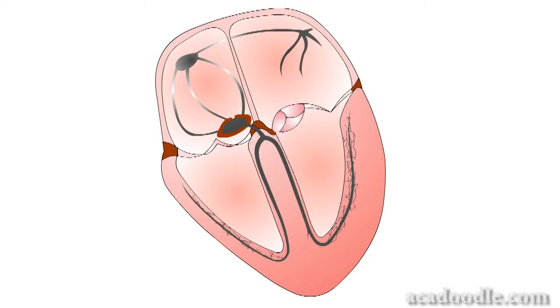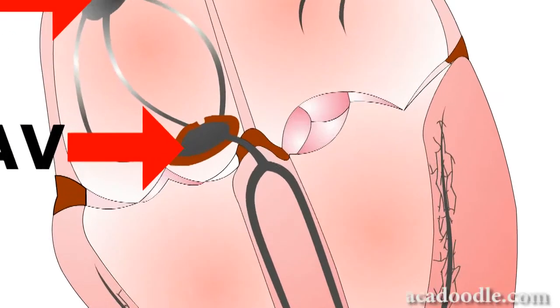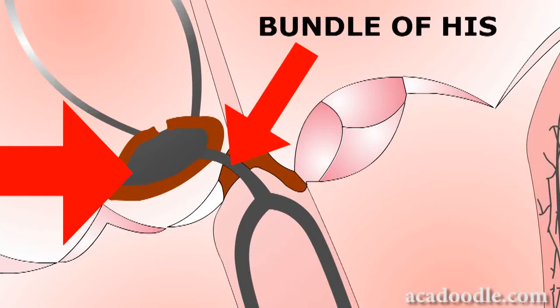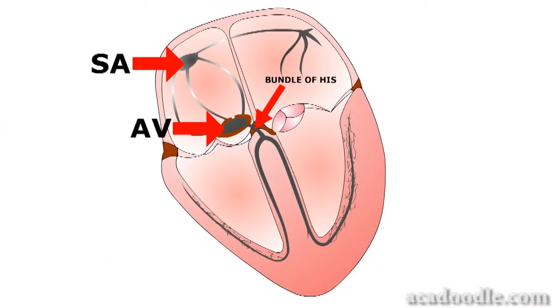You will remember from anatomy that the main components of the conducting system are the sinoatrial or SA node, situated near the entry of the superior vena cava into the right atrium, and the atrioventricular or AV node, leading into the bundle of His. The bundle of His lies in the interventricular septum, where it divides into right and left bundle branches.